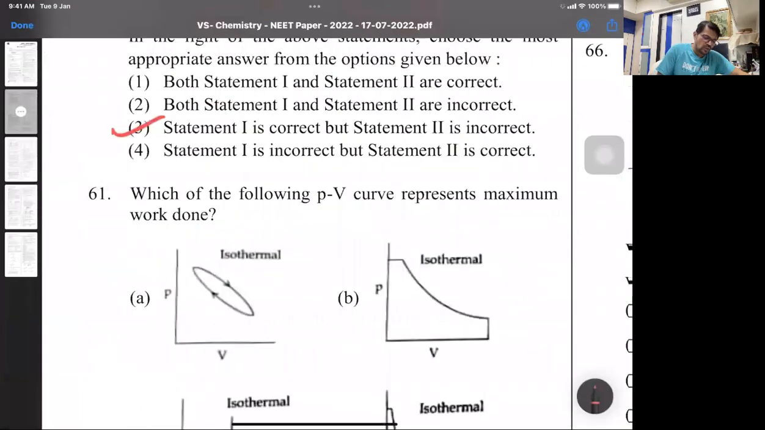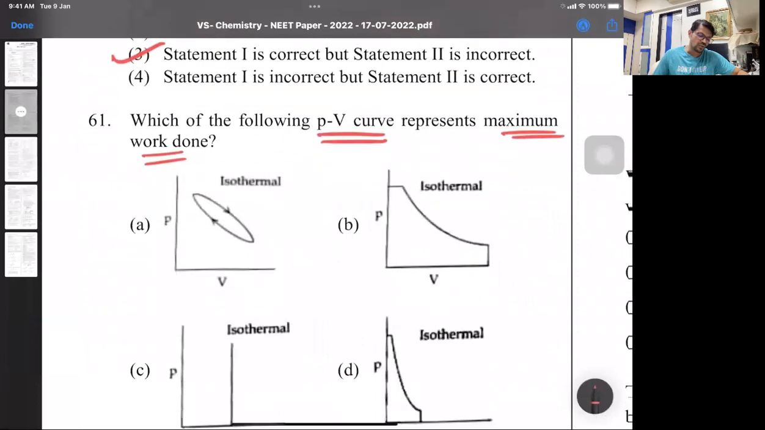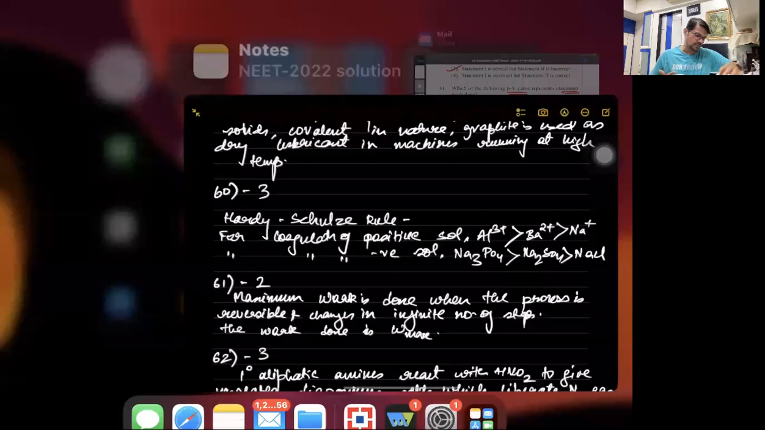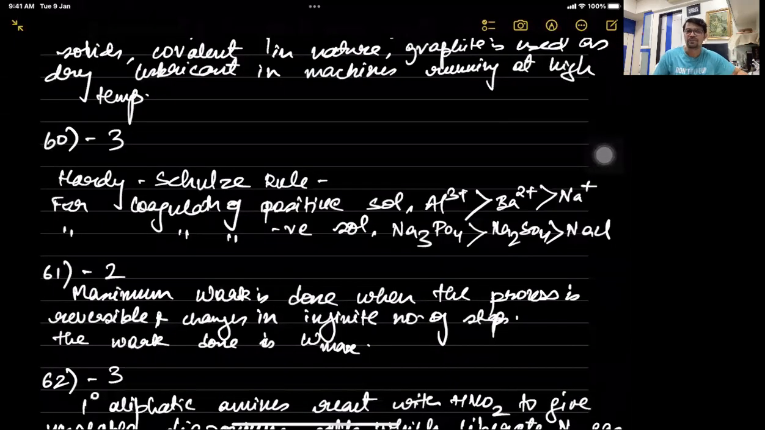61st question, with respect to the PV curve, that is the pressure-volume curve, which represents maximum work. Now, maximum work done, if you observe, is always with respect to an isothermal and reversible process. A reversible process takes place infinitesimally slowly with an infinite number of steps, and then the work done is maximum. So whatever is the work done, we shade it. So this clearly shows the answer is going to be B. So that's 61, B, maximum work. That is the second one, sorry.